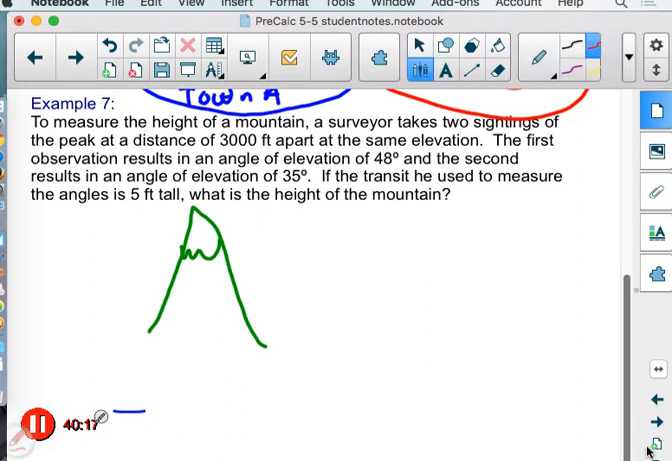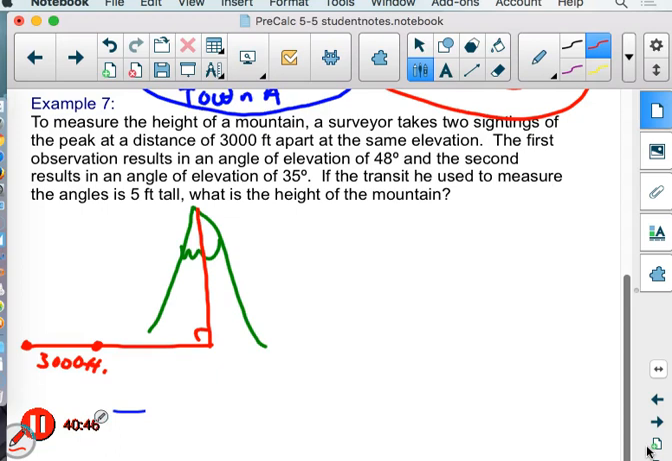So here's the height. They could have been here and here, 3,000 feet apart. That would make sense. They're at that same elevation, but they're 3,000 feet apart in there. The first observation results in an angle of 48 degrees, and the second results in an angle of 35 degrees.